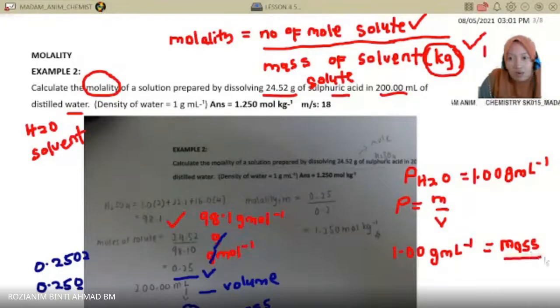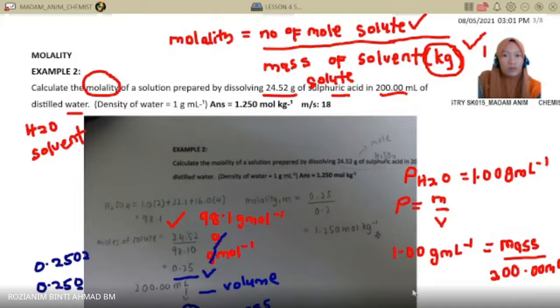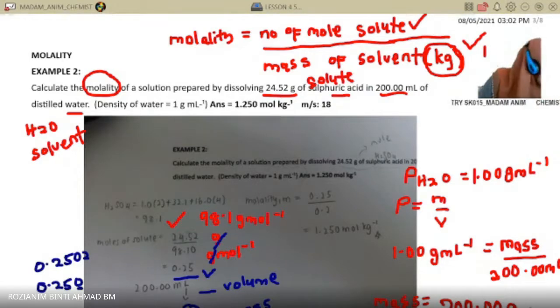Okay, mass over volume. What is our volume? Our volume is 200 mL. Okay, so therefore we can get for here the mass. What mass do we get? Mass is the same value, we just cancel the unit: 200 gram for the mass of the substance. Okay, so your friend is right to find it here.